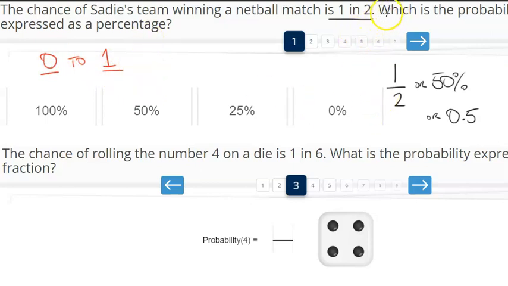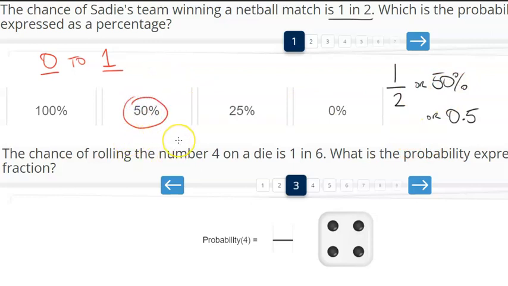So in this case, because there's a 1 in 2 chance for Sadie's team winning the netball match, this will be half as the most simplified form, or 0.5, and this 0.5 is obviously in between 0 to 1. So in this case here, all the options available are in percentage, and in this case, this is a 50%.